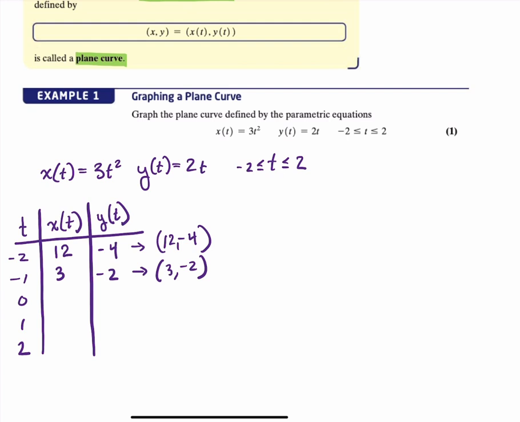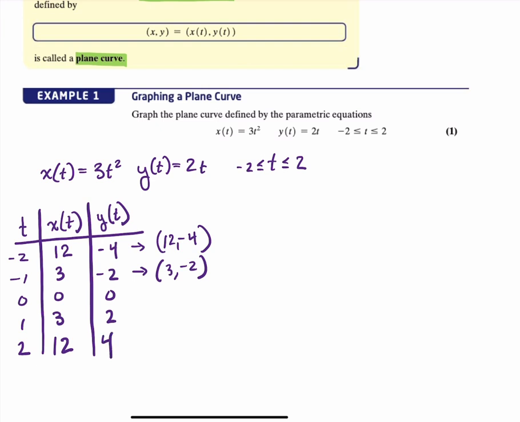When we plug in 0, that will make both x and y 0. 3 times 0 squared is 0, 2 times 0 is 0. Then if I plug in +1, 3 times 1 squared is 3, 2 times 1 is 2. Then if we plug in +2, that will be 3 times 4, so +12, and then 2 times +2 will give us a +4.